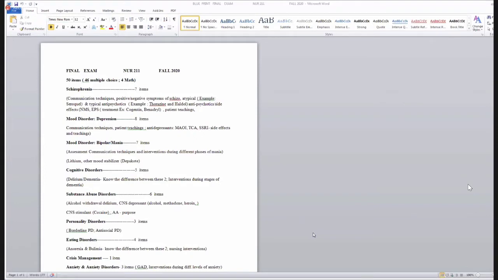What is the main action of SSRI? Why do you give your patient SSRI? What are you trying to accomplish? Serotonin. All right. So with serotonin, what do you expect? What is the outcome? Because SSRI is actually the first line of treatment, correct? Why is it the first line of treatment?